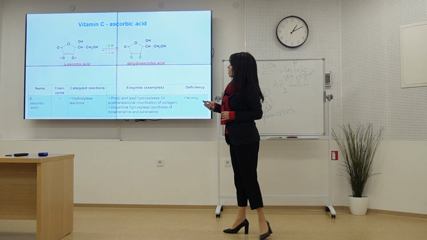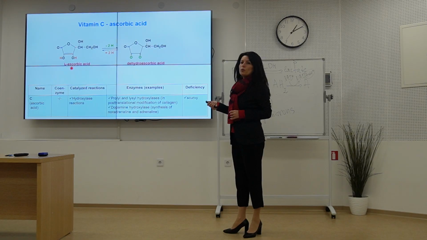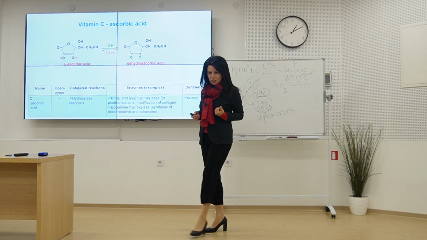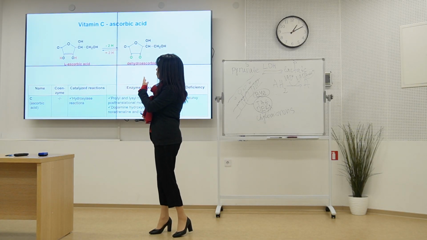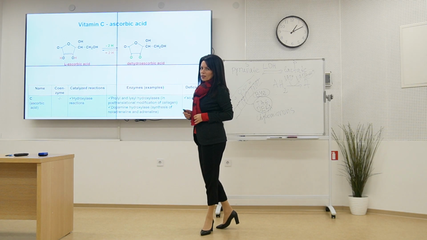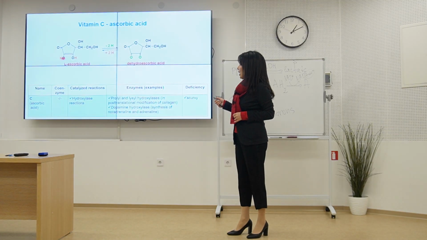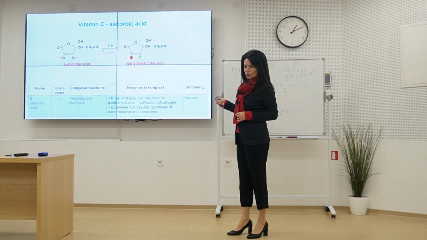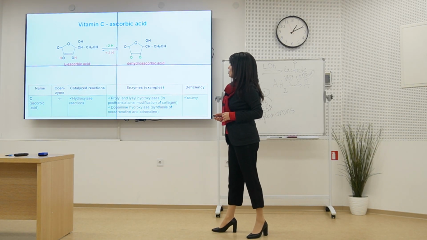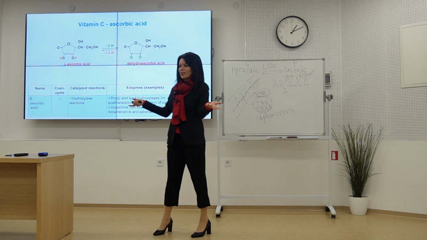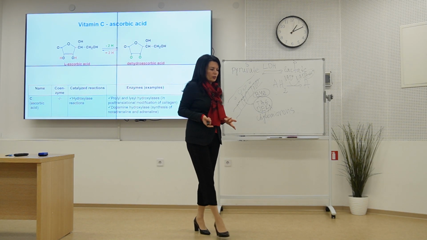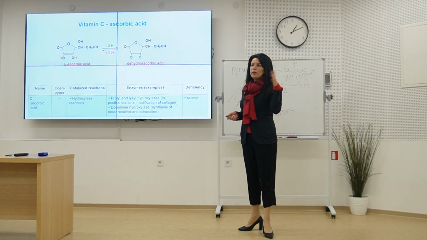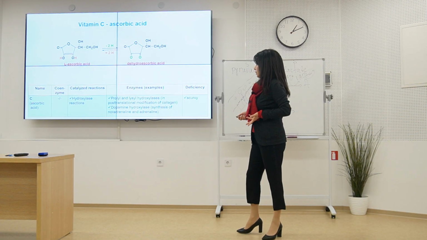Vitamin C, or ascorbic acid, is a redox pair too, like NAD/NADH, FAD/FADH, NADP/NADPH. One more redox pair is ascorbic acid, because there exist ascorbic acid and dehydroascorbic acid, without two hydrogen atoms. Ascorbic acid, students, can be converted to the other form and back. This is the cofactor, and there are actually many applications of this vitamin.